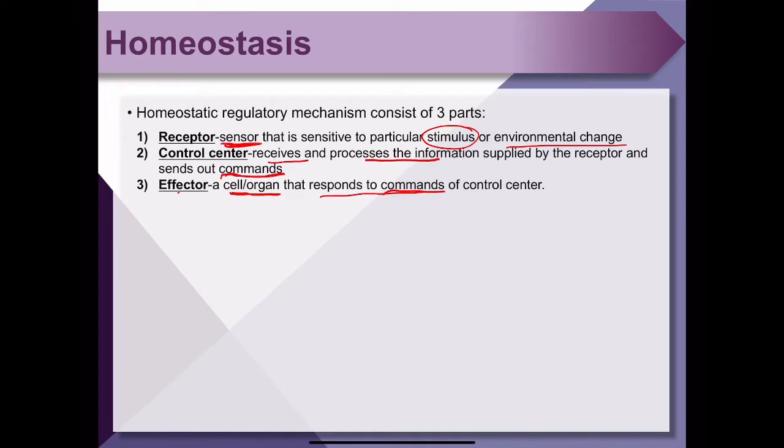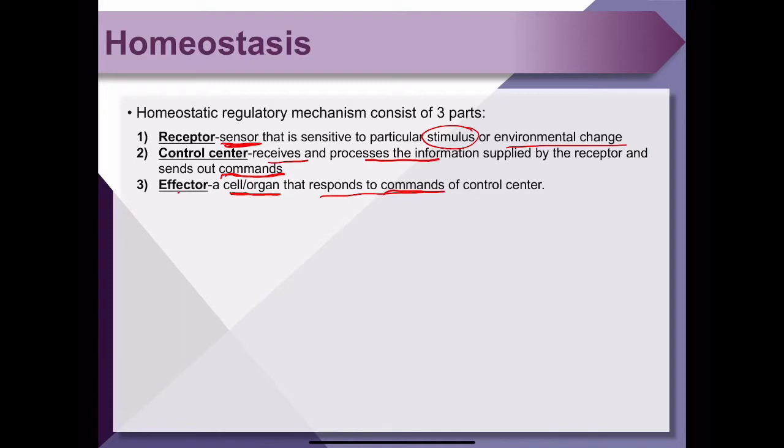And then your brain will send out a signal, ooh, I'm curious to know who just came in. So your brain sends out a command to your effector tissue, such as the muscles of your neck, that will make you turn your neck towards the door to see who just walked in and opened your door. So that's how you can remember receptor, control center, and effector.